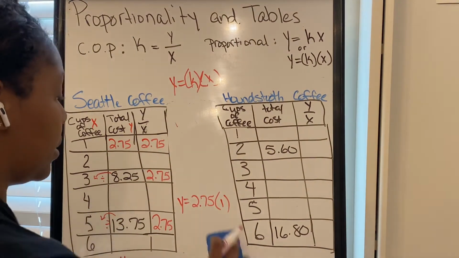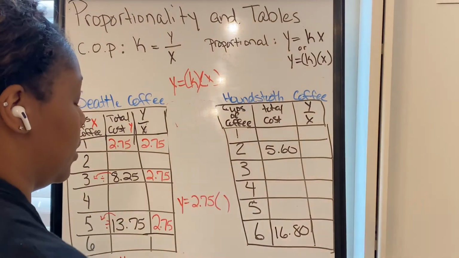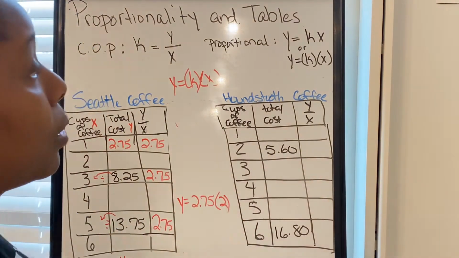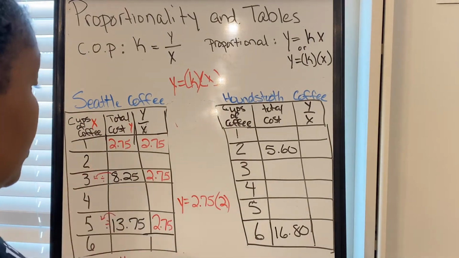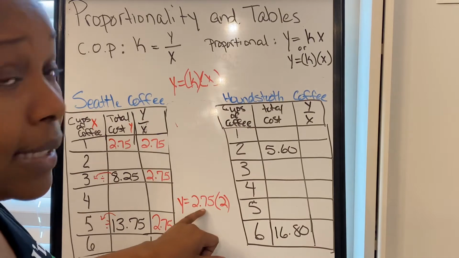All right, well, that one was easy, Miss T. What about the next one? Well, now, based on my equation, instead of putting a 1, I'm going to put a 2. So my K stays the same.